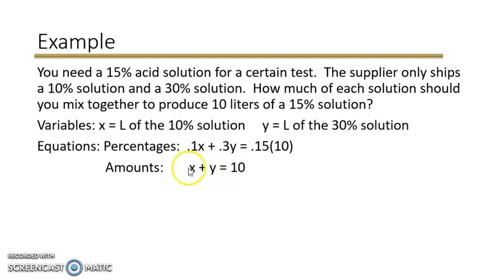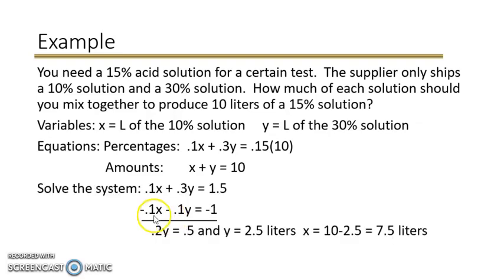What I'll do is multiply this bottom equation by negative 0.1, and that will cause my x's to cancel out. So I multiplied by negative 0.1, and I lined up my systems, and now I'm just going to add. 0.1x plus negative 0.1x will cancel out. 0.3y minus 0.1y is 0.2y. And 1.5 plus negative 1 is 0.5. Now all I have to do is get y alone by dividing. 0.5 divided by 0.2 is 2.5. So y is 2.5 liters.